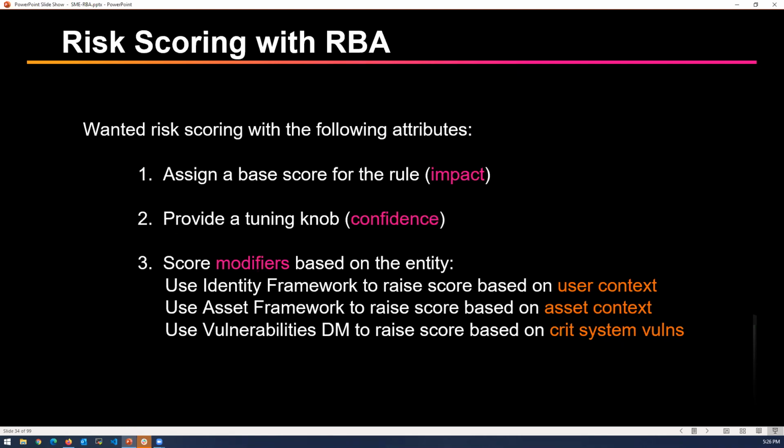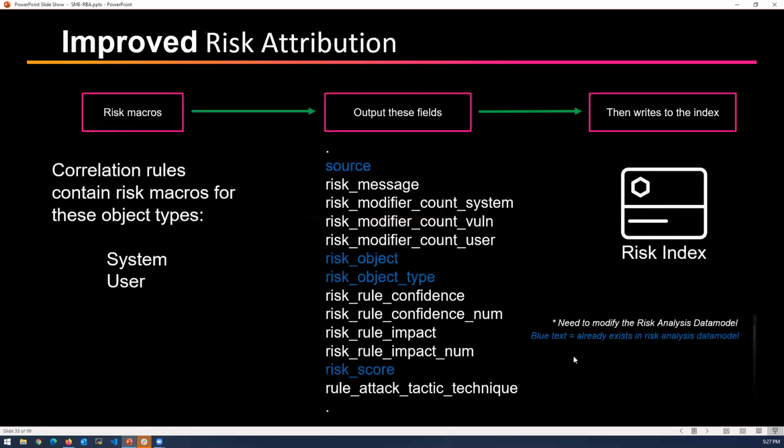So either your category field or your priority field, your vulnerabilities data model to see if that system has known vulnerabilities on there. And you can start to add risk based on those. So we have our risk macros for user system. We have our risk data model. So the ones in blue are what are in the risk data model today. The ones in white are what we modify and add to that risk data model.